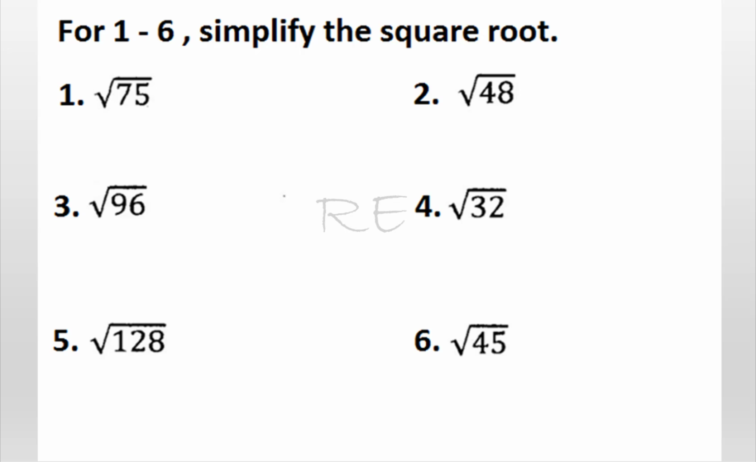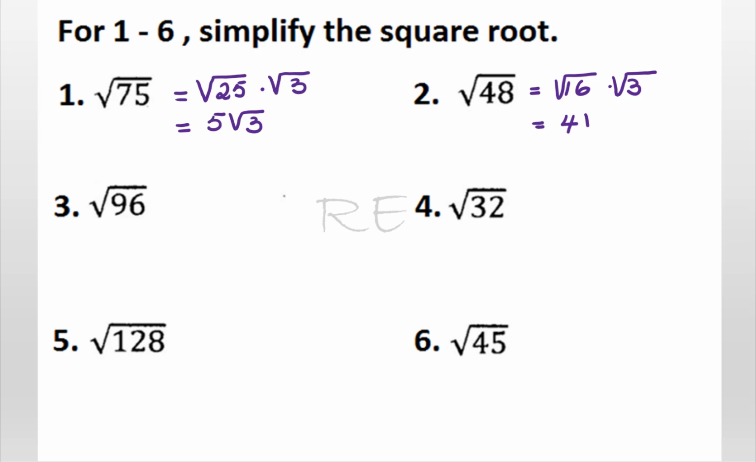We're going to simplify the square root because 75 is 25 times 3. The square root of 75 will be 5 square root of 3. 48 is 16 times 3. The square root of 48 is the square root of 16 times the square root of 3, which is 4 square root of 3.